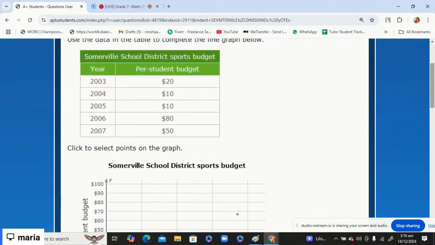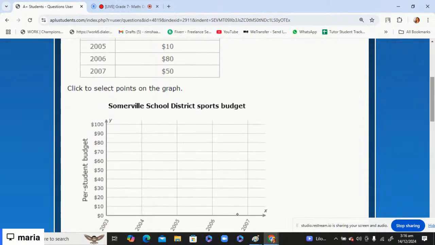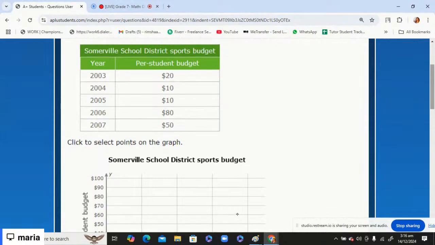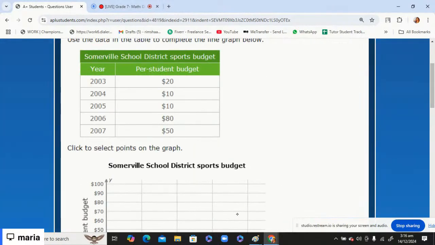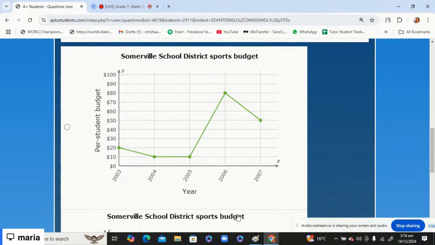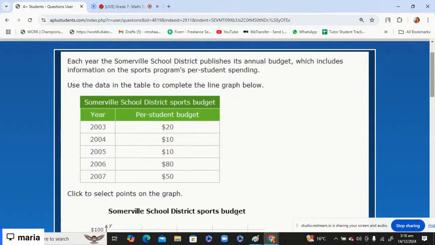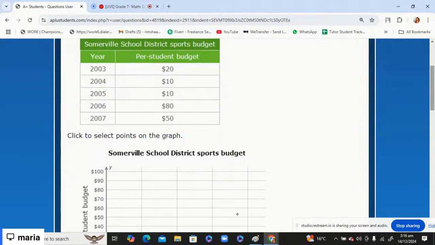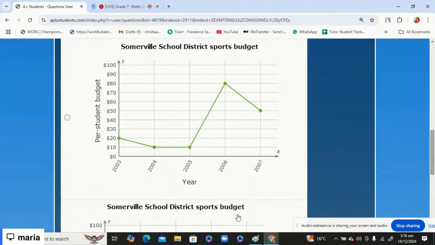So here 0 to 100 is given, per student budget on the y-axis, and on the x-axis we're putting the years. So for 2003 it's $20. Let's see, just checking the answer. Okay, then 2004 it's 10 and 2005 is also 10. So 20, 10, 10, 3 points are right here. The next points are 80 and 50. So 2006 is on 80 and 2007 is on 50. So this is your option. Okay.